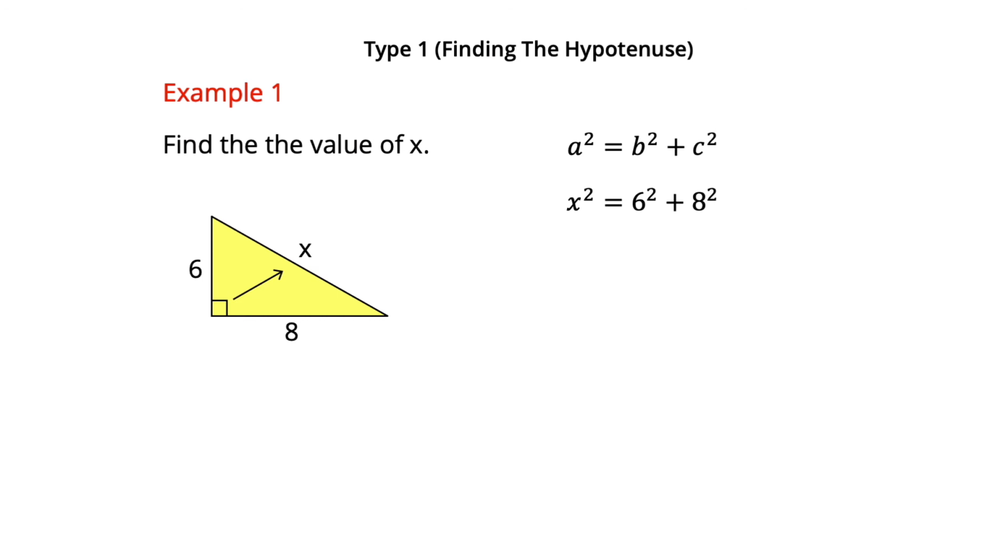6 times 6 equal to 36 plus 8 times 8 equal to 64. 36 plus 64, we have 100. Then, square root both sides. X equal to 10. The value of x is 10.